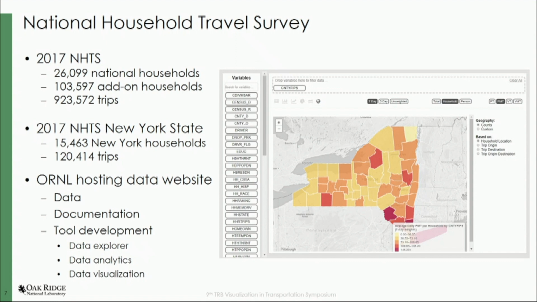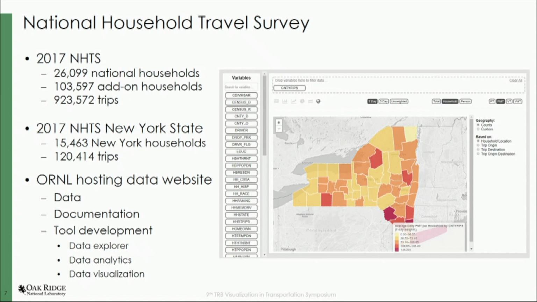So just to give you an overview of what the data contains. The national data set has, the survey was conducted with 26,000 family households. And then agencies can actually pay more and get more samples for their jurisdiction, so they have a better picture of how people travel in their jurisdiction. There were about 100,000 add-on households, which in total consists of almost 1 million trips that have been surveyed.